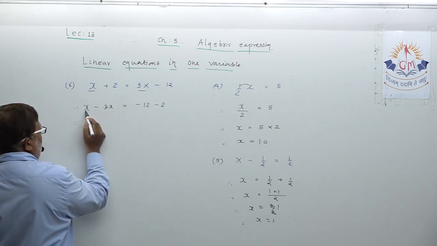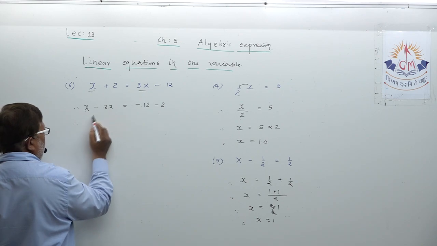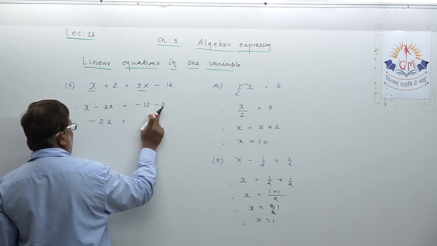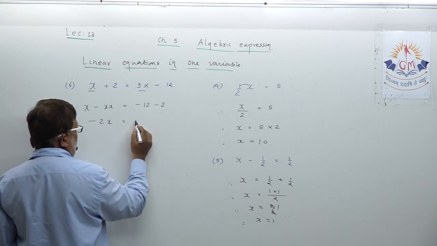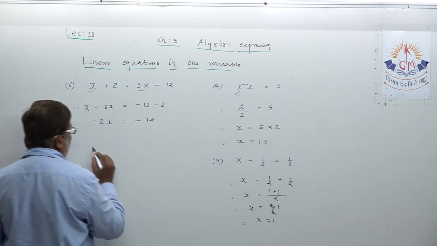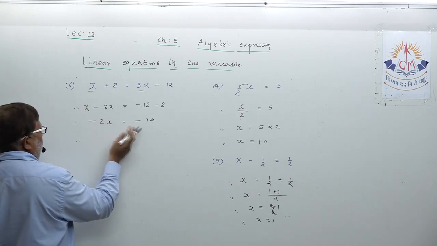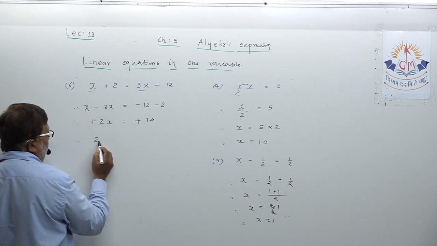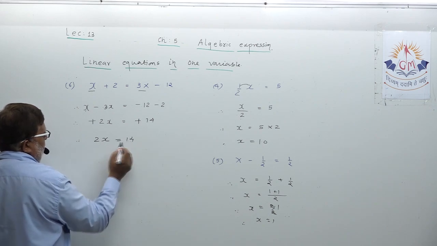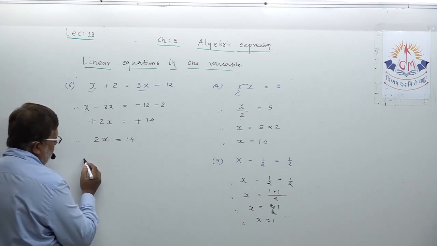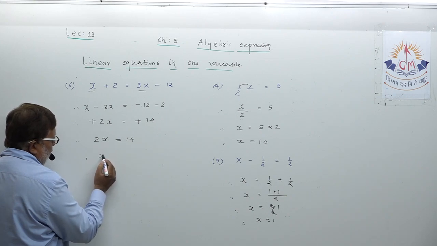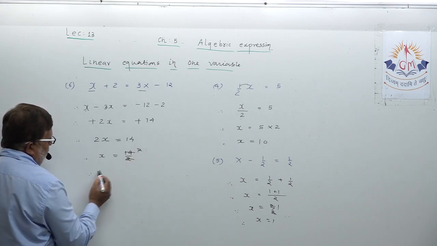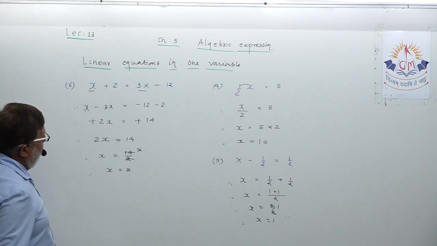Therefore, 1x minus 3x, it is minus 2x, equals minus 12 minus 2, it is minus 14. On both sides, the negative sign can be converted into positive, so you got 2x equal to 14. Again the check of the basics, 14 upon 2 cancel, 7. So you got x equal to 7.